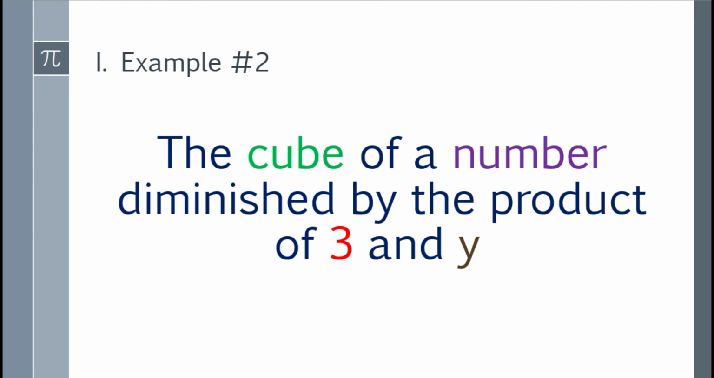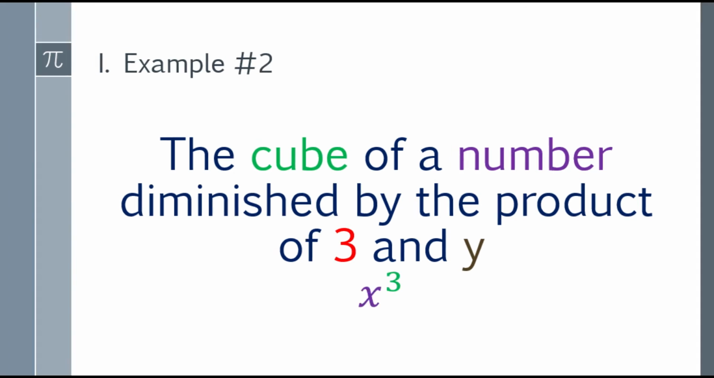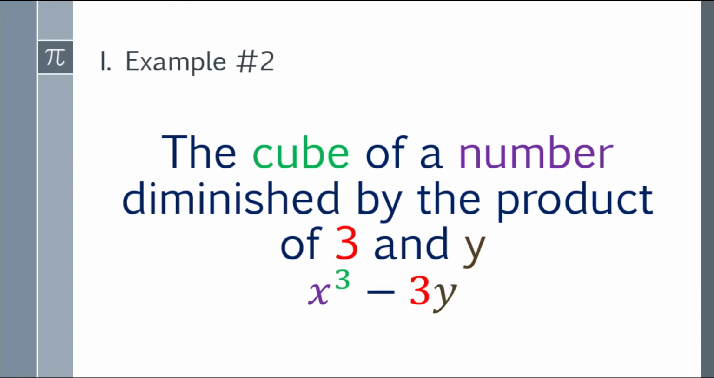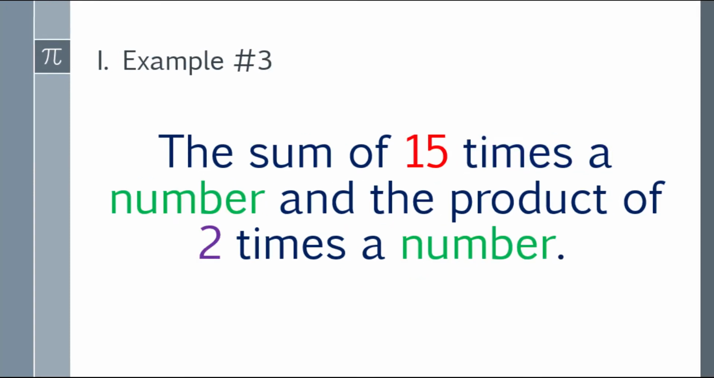Cube of a number, that will be x at ang exponent mo ay 3. Tapos dito, diminish. So, diminish is a minus yon, minus. X cubed minus at by the product of 3 and y. So, product ng 3 and y, that will be 3y. So, final answer mo dito ay x cubed minus 3y. Okay, let's move on to the next example.